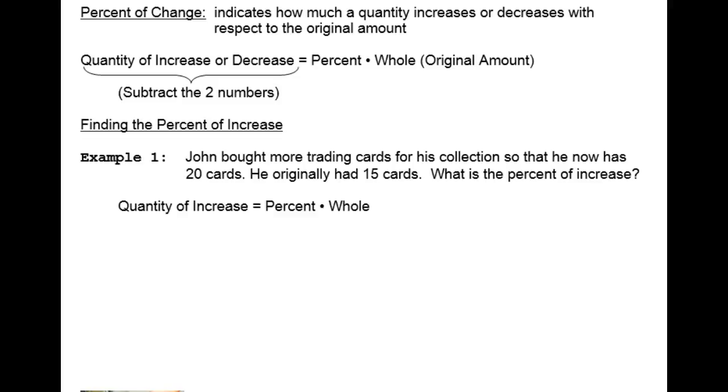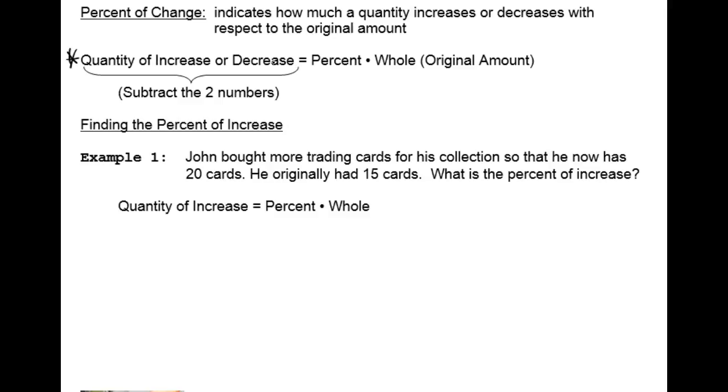Hello, today's lesson is on the percent of change, and the percent of change indicates how much a quantity increases or decreases with respect to the original amount. And for today's lesson, we're going to be using this equation right here: the quantity of increase or decrease, depending on what we're talking about, equals the percent times the whole, or the original amount. This is very similar to yesterday's equation, part equals percent times whole.